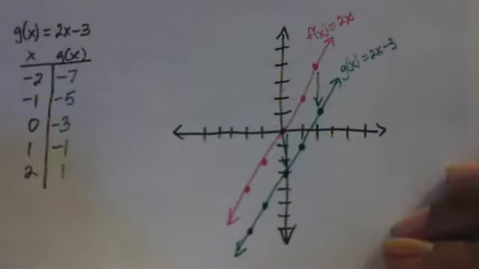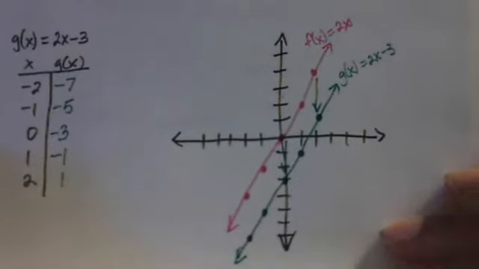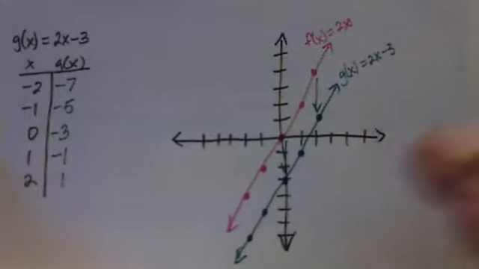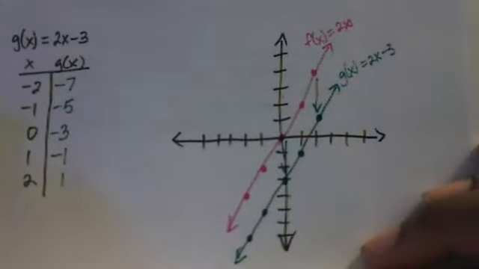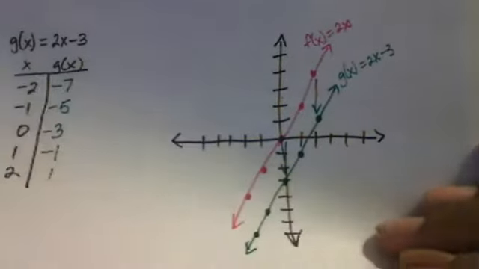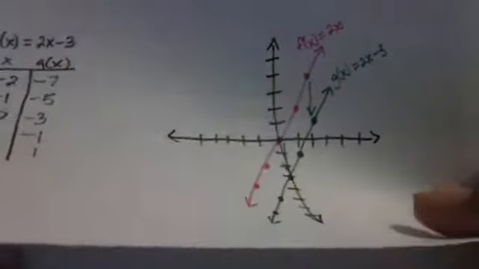We usually call f of x equals 2x the parent graph. And then g of x equals 2x minus 3 is the same thing, but it's just shifted down 3 places. Okay?